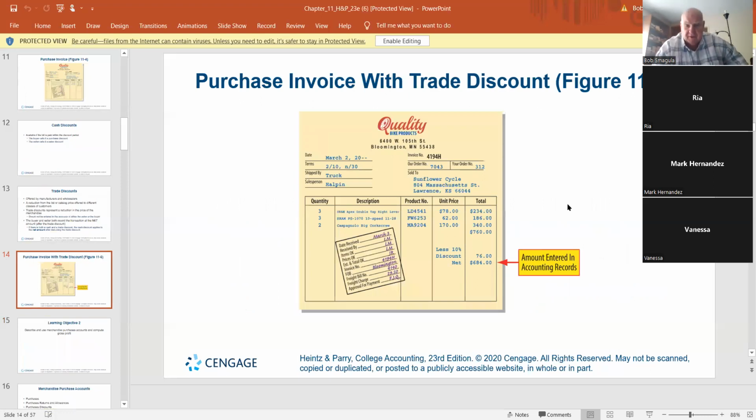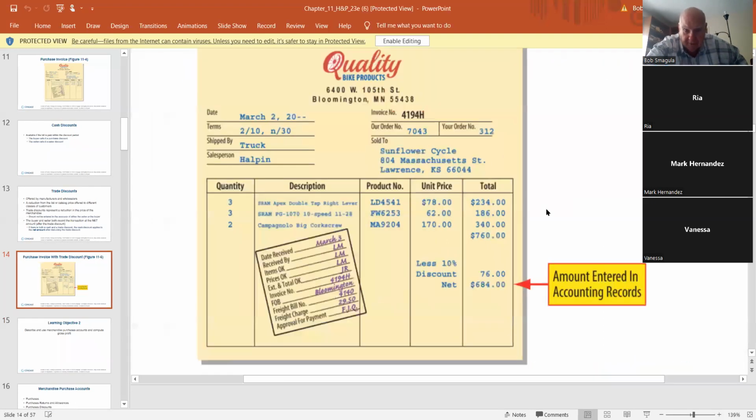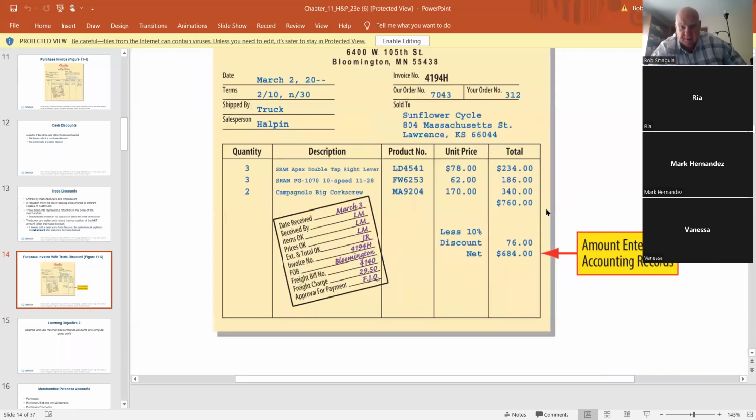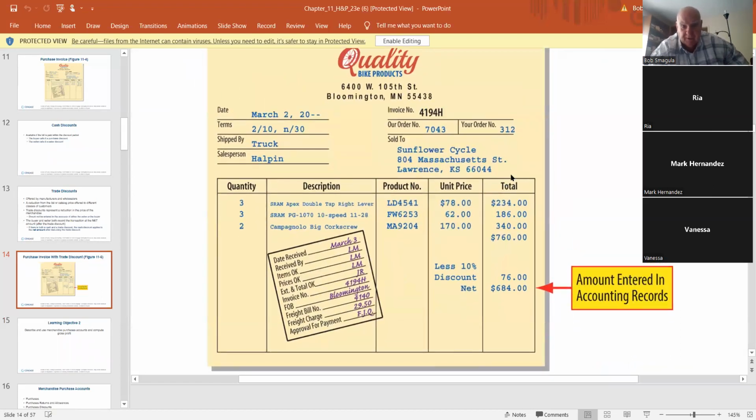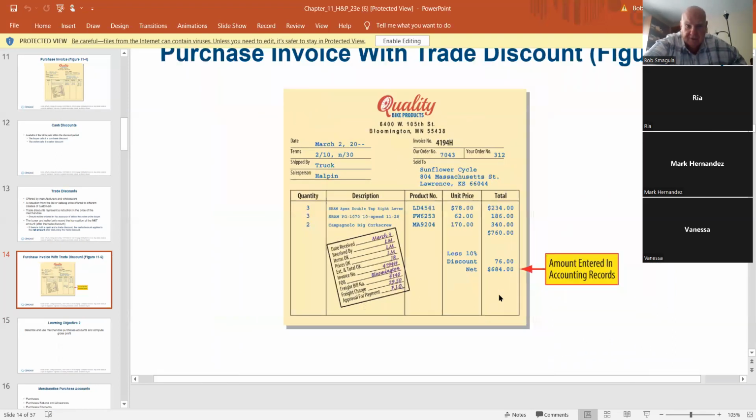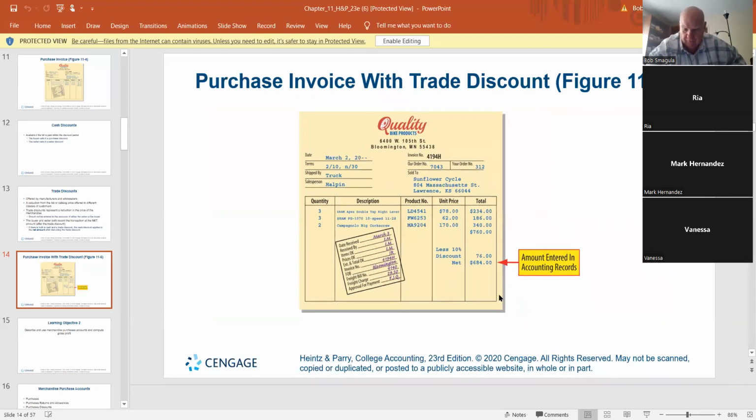Purchase invoice with trade discount. And this is pretty typical. Let me make this a little bigger. Here's an example of what we're talking about. Quality Bike Products went out and sent a bill to their customer, and the total of the three items was $760, less a 10% discount. Well, we, the purchaser, bought something for $684. We ignore that trade discount.